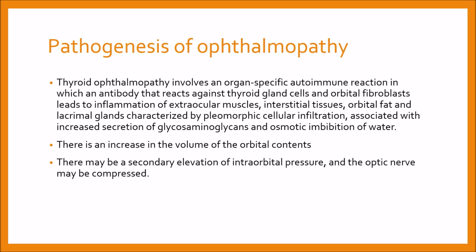This causes an increase in the volume of the orbital contents, particularly the muscles, which can swell to 8 times their normal size. There may be a secondary elevation of intraorbital pressure and the optic nerve may be compressed. Subsequent degeneration of muscle fibers eventually leads to fibrosis, which exerts a tethering effect on the involved muscle, resulting in restrictive myopathy and diplopia.